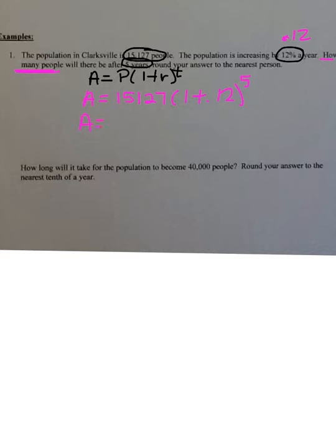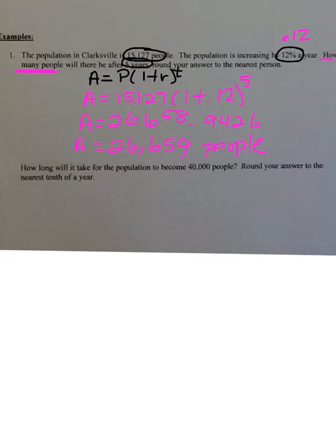So I'll give you a second to plug it in. So you get 26,658.9426. To the nearest person would be 26,659 people.